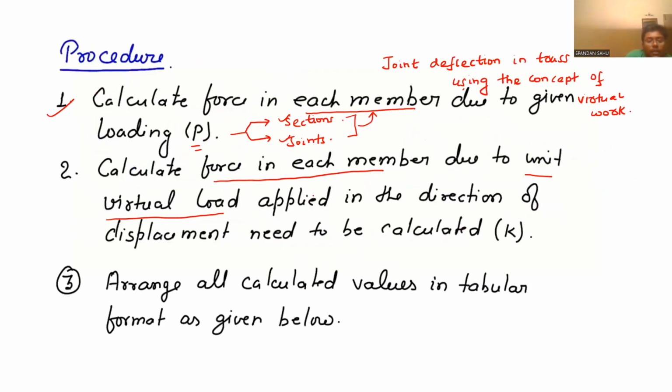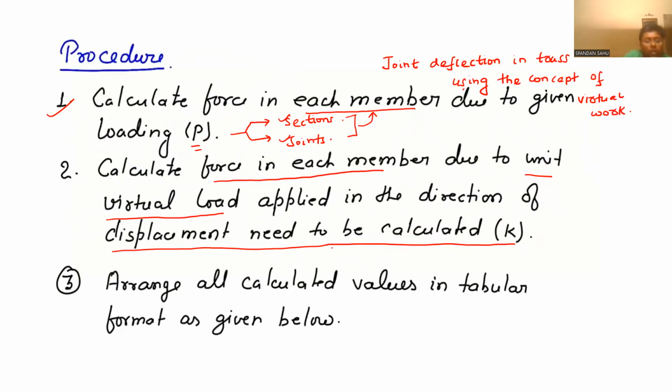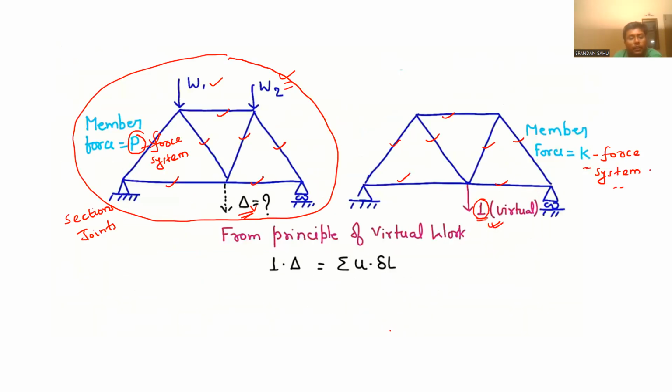Now read this statement. Calculate the force in each member due to a unit virtual load applied in the direction of the displacement that needs to be calculated. That is K, this K force system. Now arrange all those calculated values in a tabular format as given below. I will show you the table, how to store it and how to calculate it. We will see in subsequent slides.